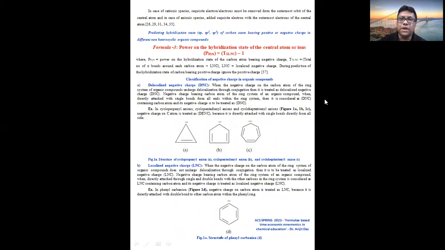Next, power of the hybridization state of the central atom or ions of organic compounds bearing positive or negative charge. In this case, the formula is: power of the hybridization state equals TS LNC minus 1. Here, LNC stands for localized negative charge. We can divide negative charge into two parts, localized and non-localized, that is delocalized negative charge. By using localized negative charge in this formula, we can also predict the power of the hybridization state.